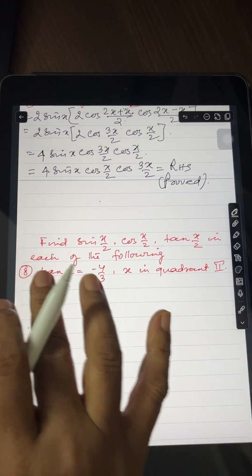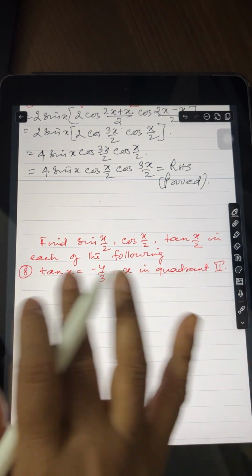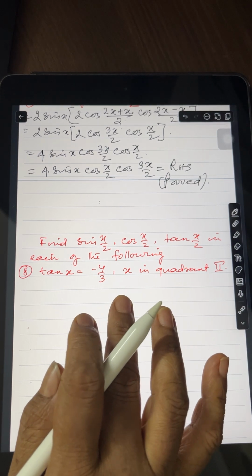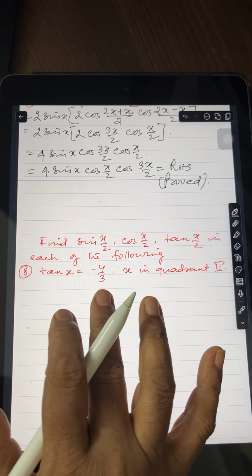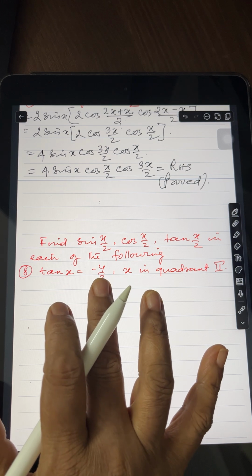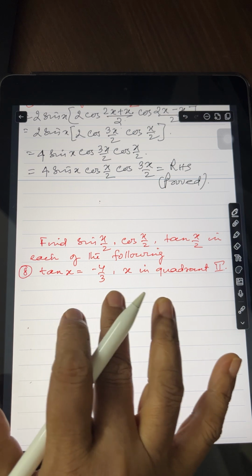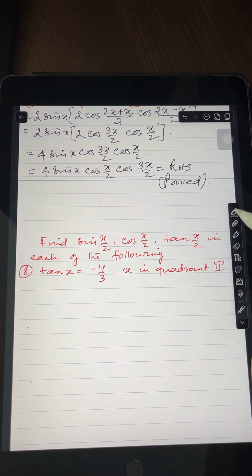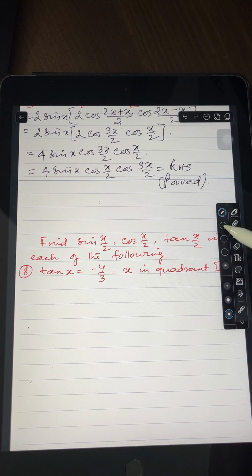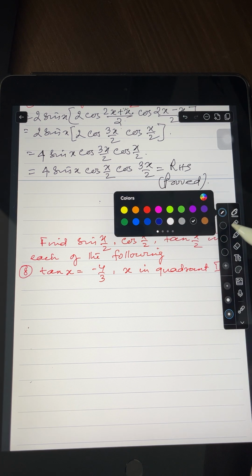Now you see, find sin x by 2, cos x by 2, tan x by 2 in each of the following, where tan x is equal to minus 4 by 3 is given. Okay, and x is in quadrant 2. So what you will have to do here is, okay, I'll take this.